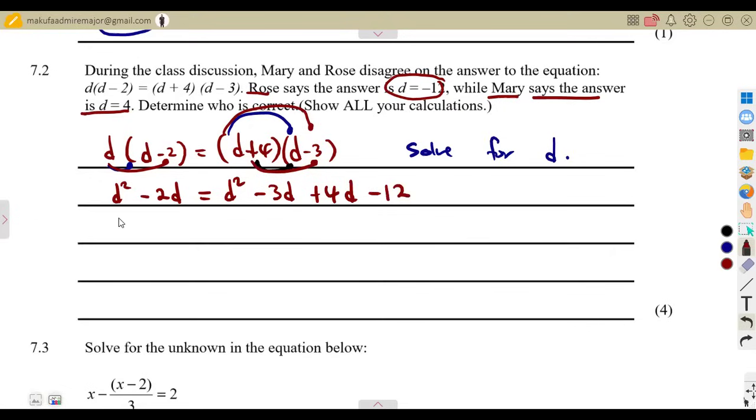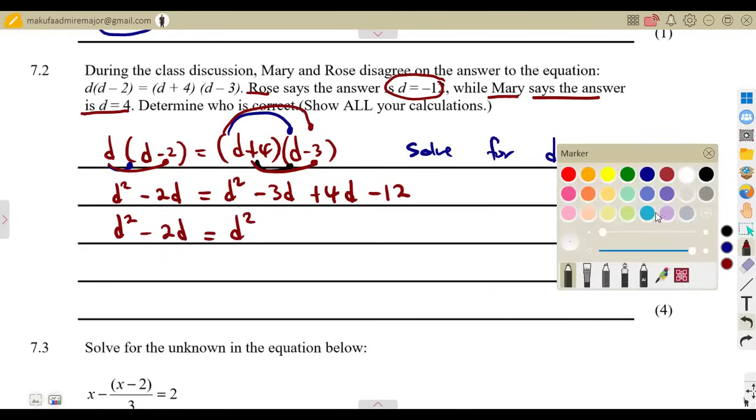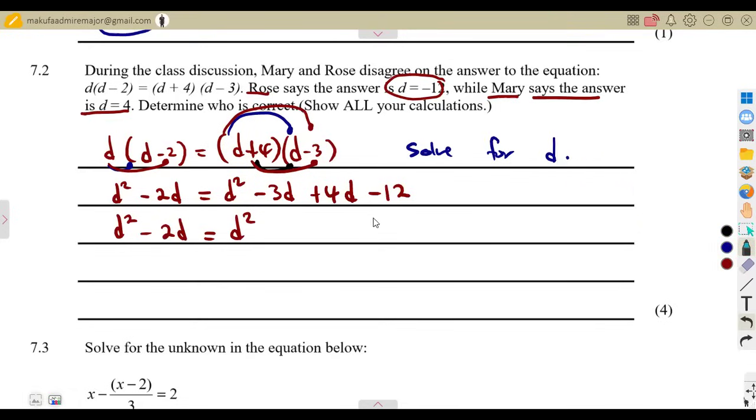So it means that D squared minus 2D is equal to what? To D squared. We can collect the like terms. On the right-hand side, there is a D here and also a D that we are seeing on this part. So these are like terms. So minus 3 plus a 4, minus 3 plus a 4, that's 1. So it was supposed to be 1D, but 1D is same as what? It is same as a D. Minus what? Minus 12.